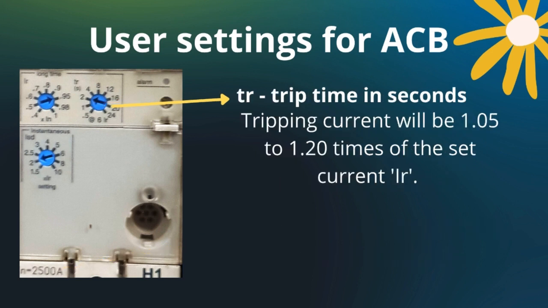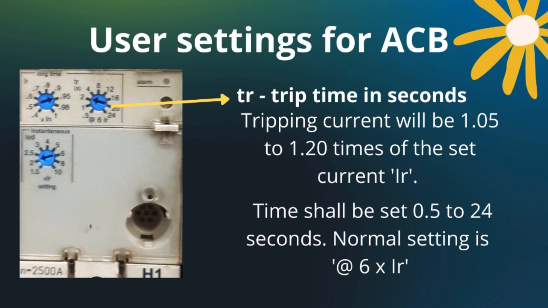TR, trip time in seconds. Normal tripping current will be 1.05 to 1.20 of the set long time current. The available setting for the time shall be from 0.5 to 24 seconds as per user requirement. The normal setting is at 6 times of long time current.